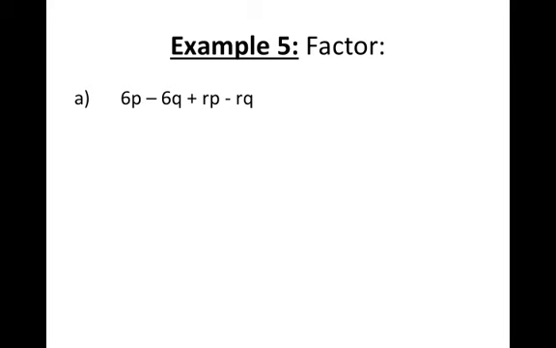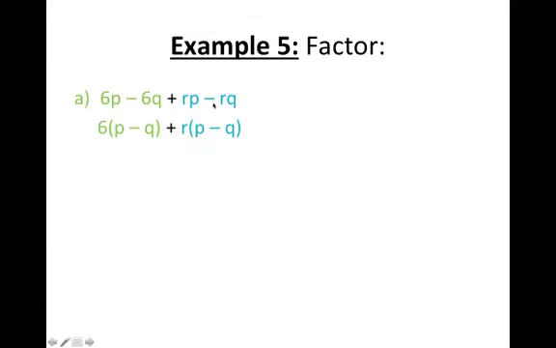All right, so I've got 6p minus 6q plus rp minus rq. Well, sometimes you have to reorder, but let's try grouping the first 2 together and the second 2 together. Okay, so I kind of color-coded it there. So for our first 2, you're looking to go, what do they have in common? Well, they have common factors of 6. For my second 2, what do they have in common? They have common factors of r. So I'm going to factor a 6 out of my first pair. So I'm going to have 6 times p minus q plus r times p minus q. The p minus q's match, so this is a good grouping.